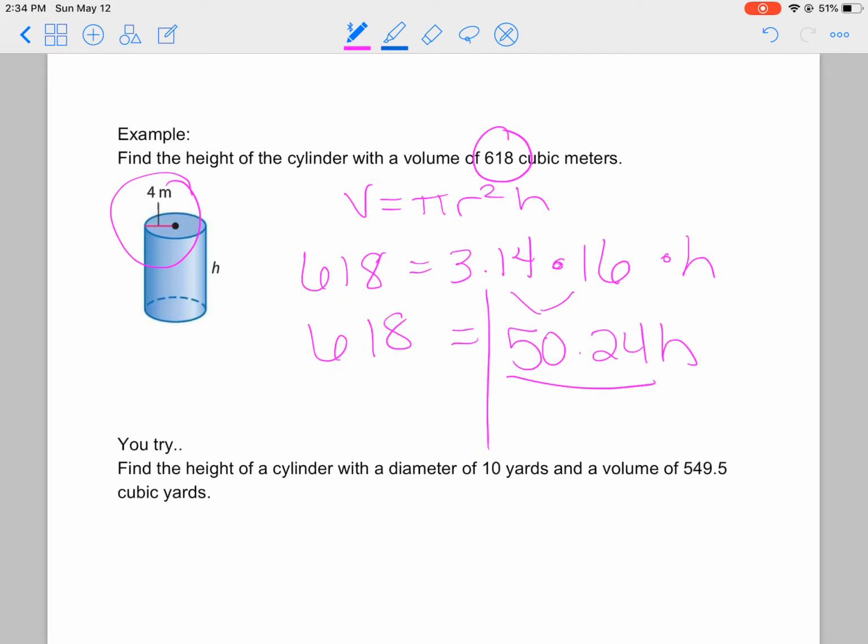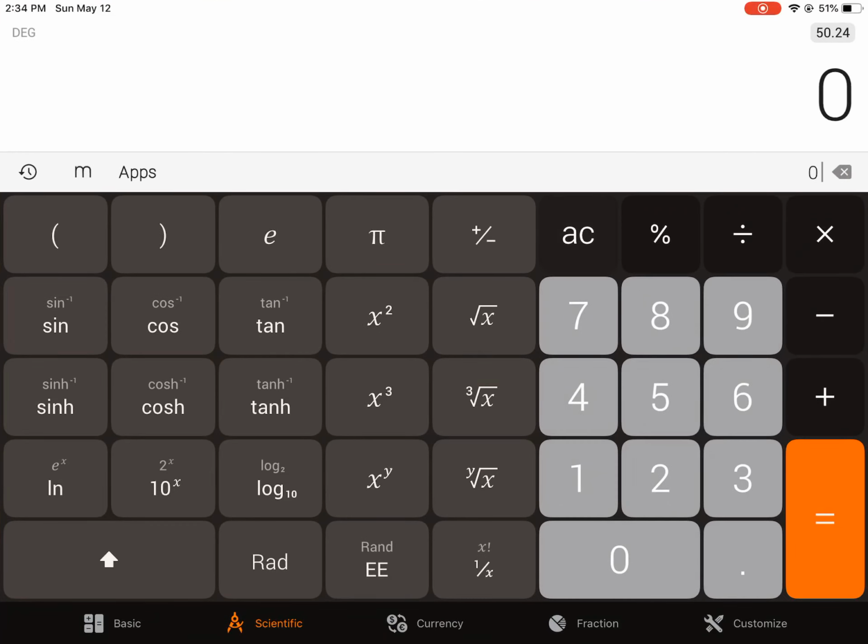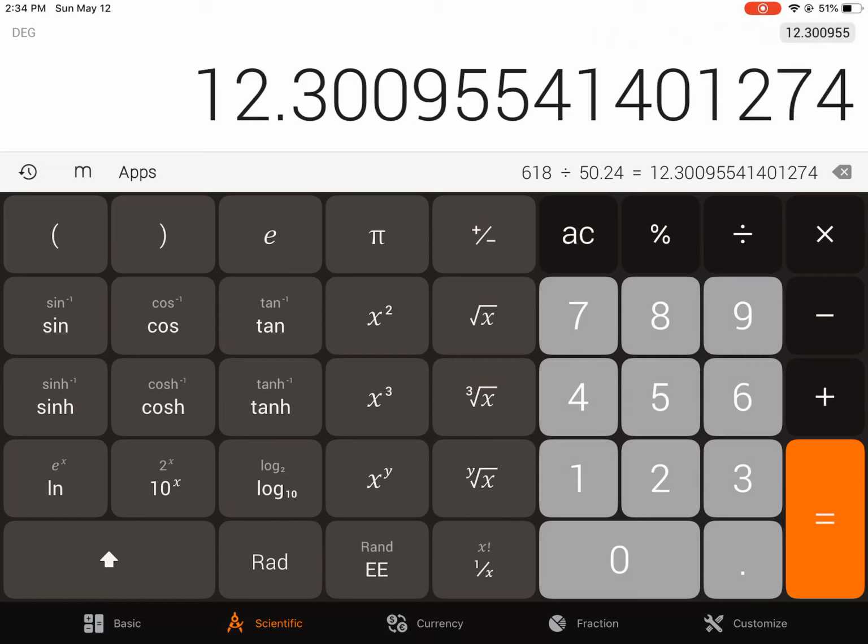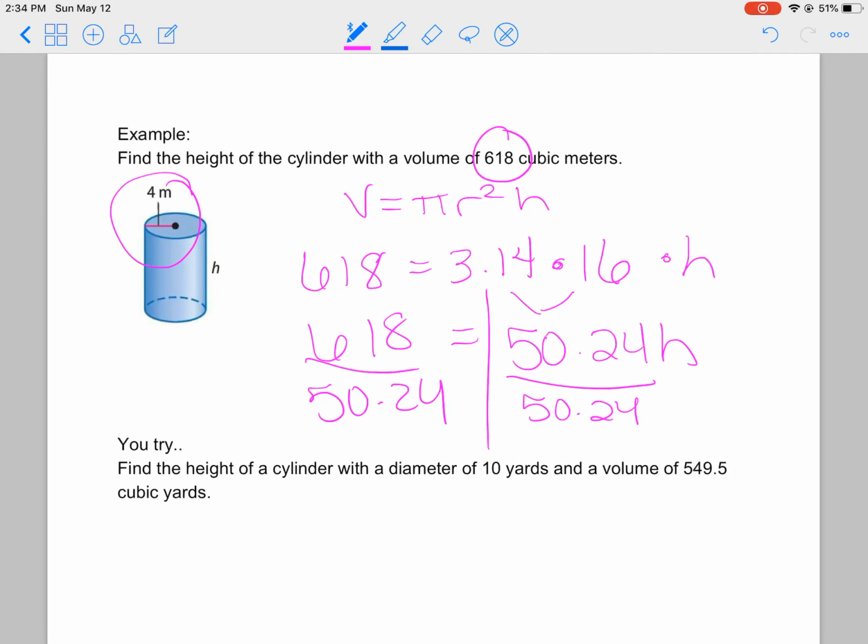Solve it just like you do any other equation. Divide by 50.24. 618 divided by 50.24 is equal to 12.3 meters. So the height is equal to 12.3 meters. That would be our answer. Okay? So no different, you just solve an equation.